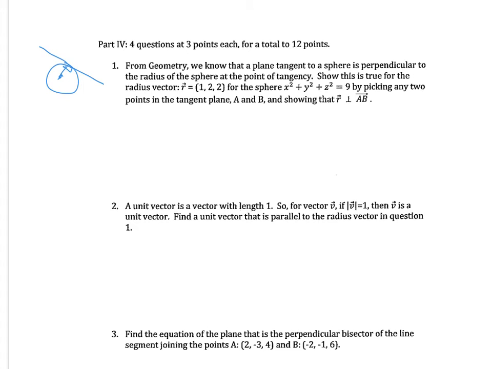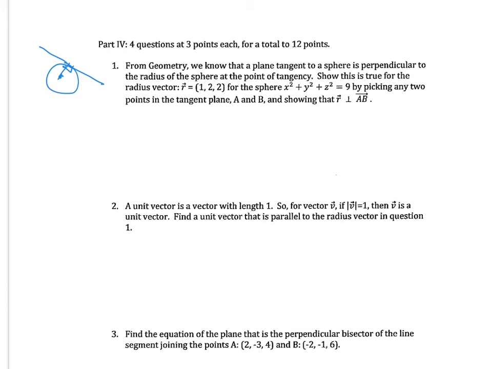So in 3 dimensions, this is also true, that the radius in 3D is going to be perpendicular to a plane that's tangent at that point where that vector hits the surface of the sphere. So we're going to show this is true for a particular radius vector, 1, 2, 2, and for this sphere, x squared plus y squared plus z squared equals 9. So that's a sphere with a radius of 3. And we're going to pick any 2 points in the tangent plane and show that that radius vector is perpendicular to the vector AB.